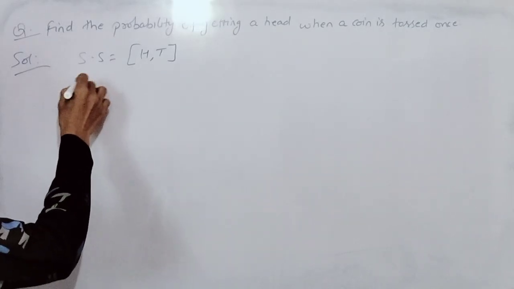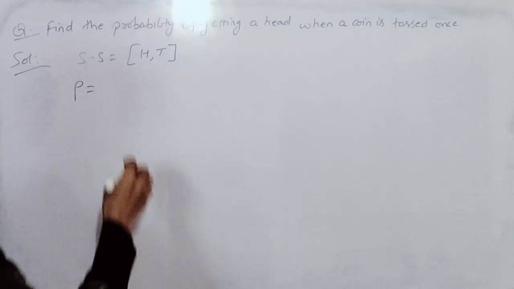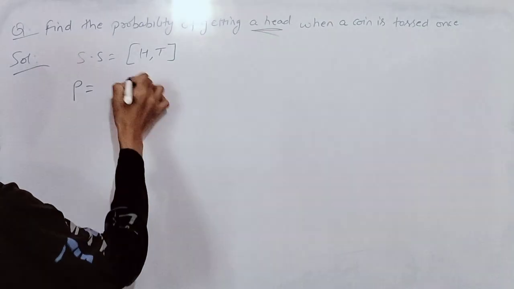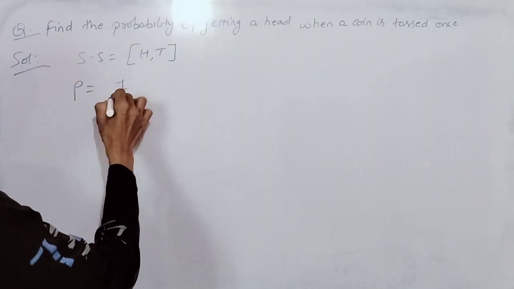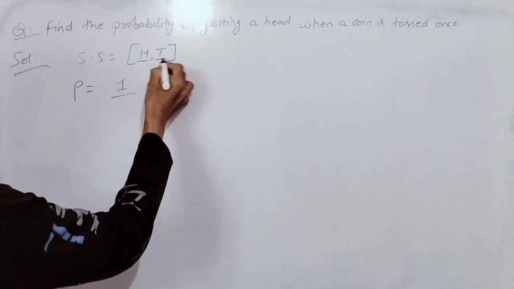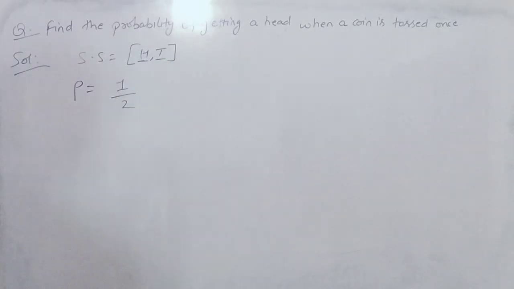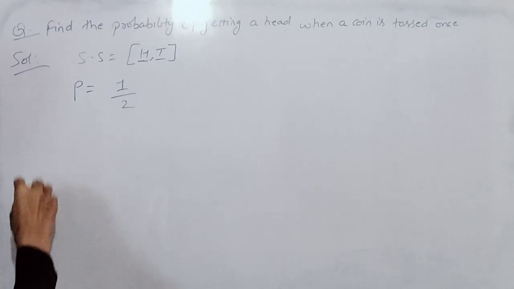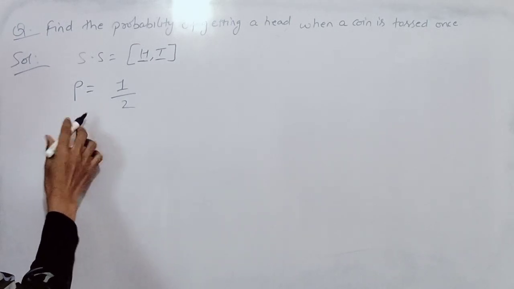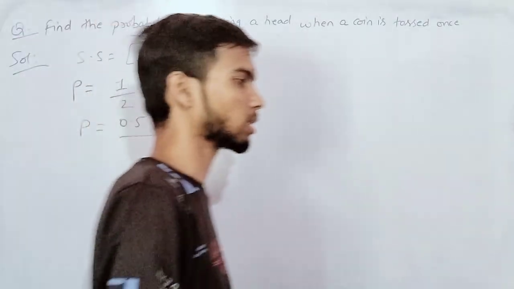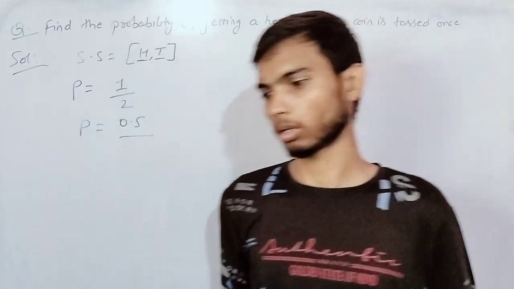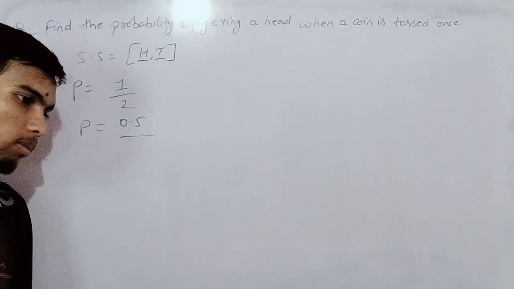Now, probability of getting a head. We want what? A head. So H, only one head, upon how much? Sample space: 1, 2. So we got the probability, which is 0.5. 0.5 is coming between 0 and 1. So it is a 50% chance that one head will come when a coin will be tossed.